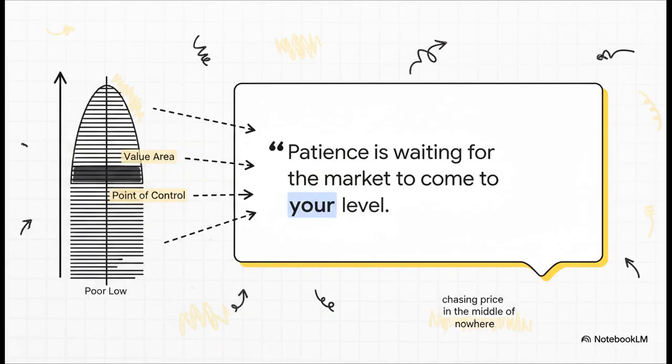And this quote from Jim Dalton just nails the kind of discipline this takes. He said, "Patience is waiting for the market to come to your level." You see, all those reference points we just talked about, the value area, the POC, a poor high, those are your levels. The real discipline is not chasing the market around in between them.